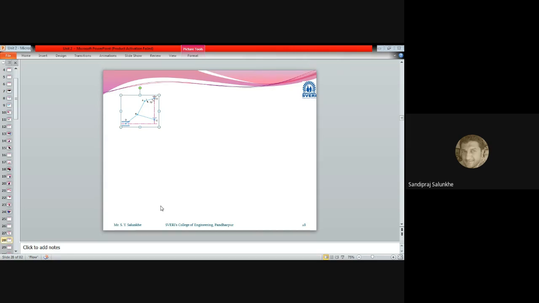So if you are seeing the screen, this is what the mechanism is. And for this mechanism, we have to draw the velocity diagram. What we need is at least the information of any one link, and we want to have the dimensions of the remaining links. So the problem statement I will paste over there.